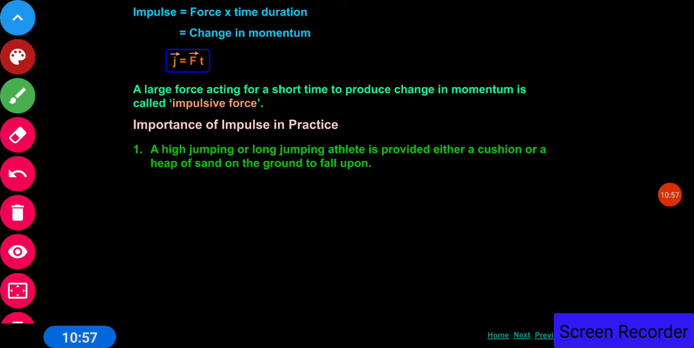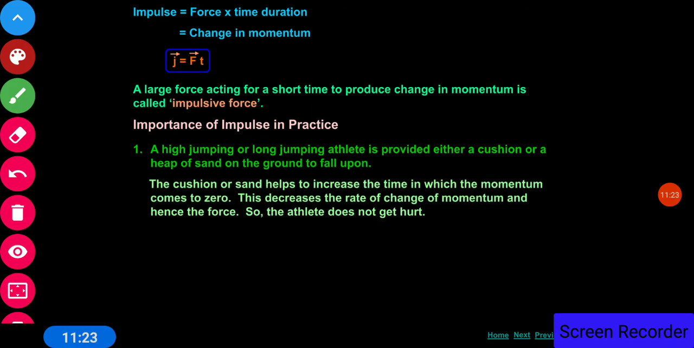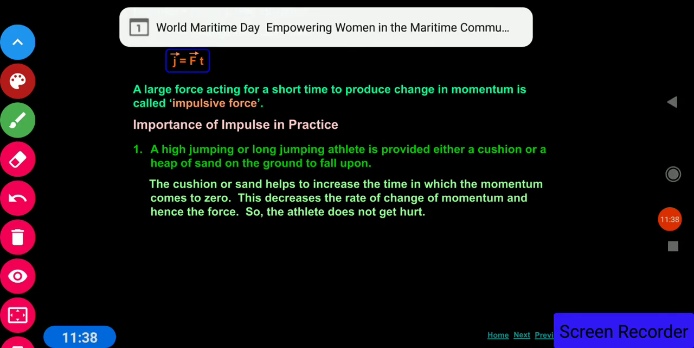A high jumping or a long jumping athlete is provided either a cushion or a heap of sand on the ground to fall upon. You must have noticed that when you are doing a high jump or a long jump, you need a cushion or a heap of sand to protect you from being hurt. Why is it so? The cushion or sand helps to increase the time in which the momentum comes to zero. This decreases the rate of change of momentum and hence the force, so the athlete does not get hurt.